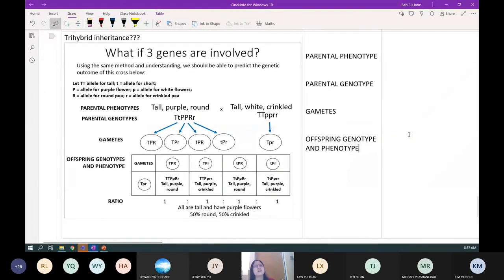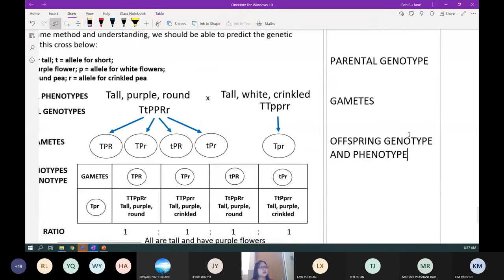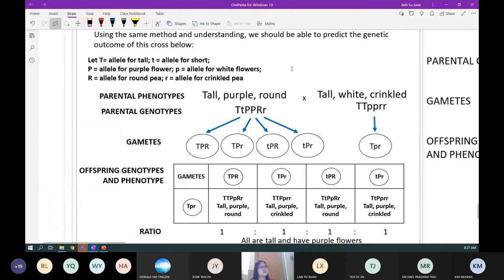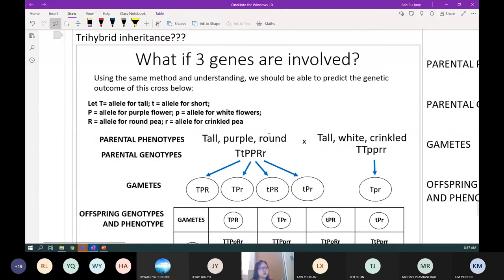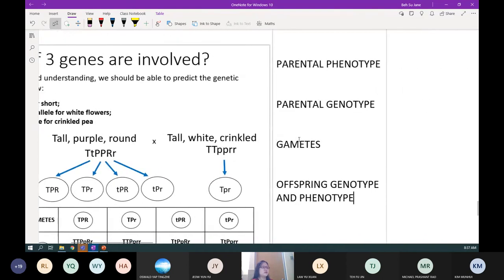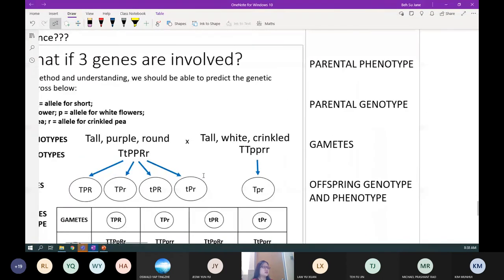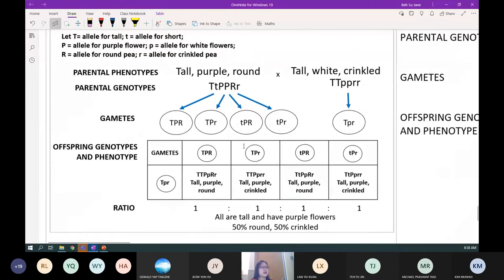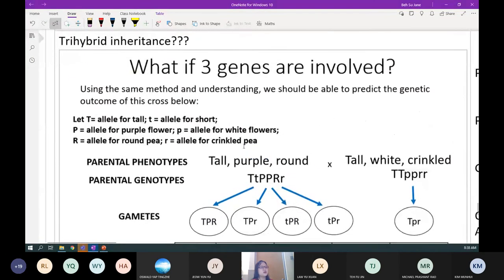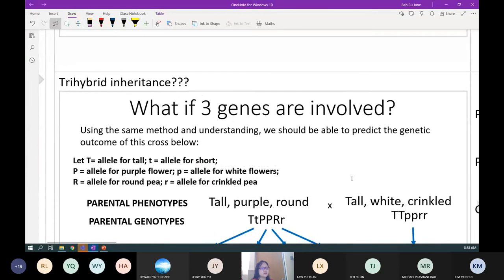Technically, this is not a thing. It's not called trihybrid inheritance. They just give you three genes and a description of the three genes. This is the same few genes that we talked about, but with the round added. So now we have tall, short, purple, white, round pea and crinkled pea. And we are going to cross this fella with this fella. Now I know the answers are there, but pretend you didn't see, okay? And you're going to try and do this cross for yourself and practice it.